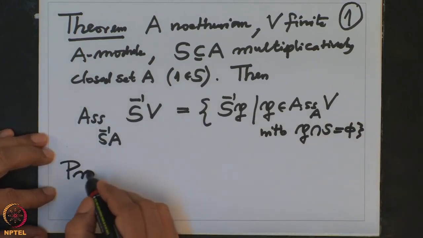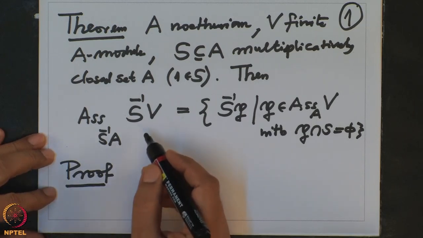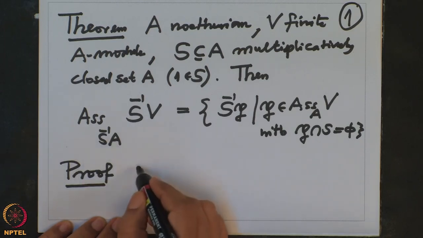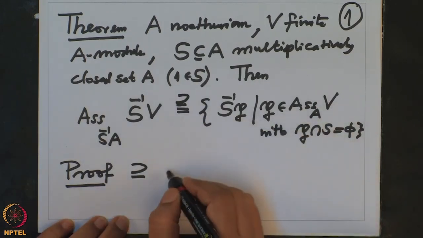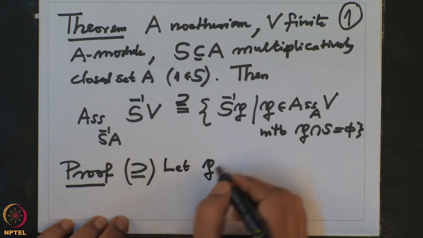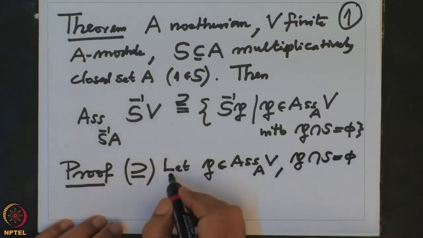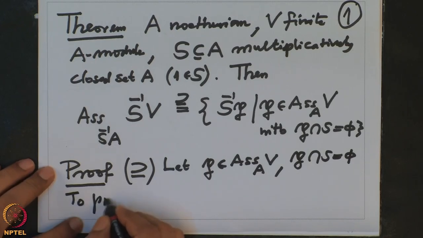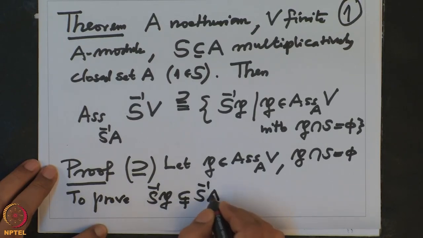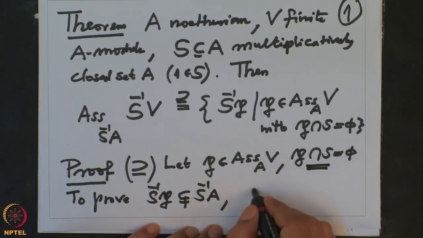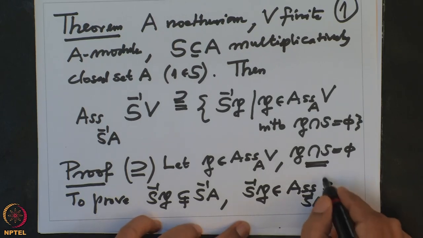So I am going to leave the details of the proof as an exercise. This is very easy, because all that we need to check, so for example, I want to check this inclusion. That means what? I have to take an associated prime ideal. So let P belong to the associated prime ideals of V, and P doesn't intersect with S. Then I want to prove that S inverse P, first of all, is a proper ideal of S inverse A, because P doesn't intersect with S, and this prime ideal S inverse P actually is an associated prime ideal of S inverse V as an S inverse A module.